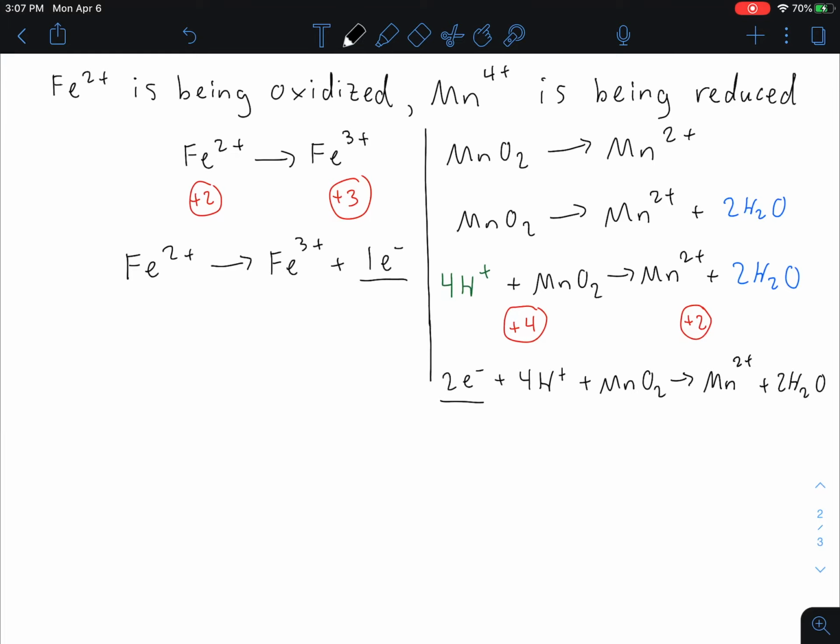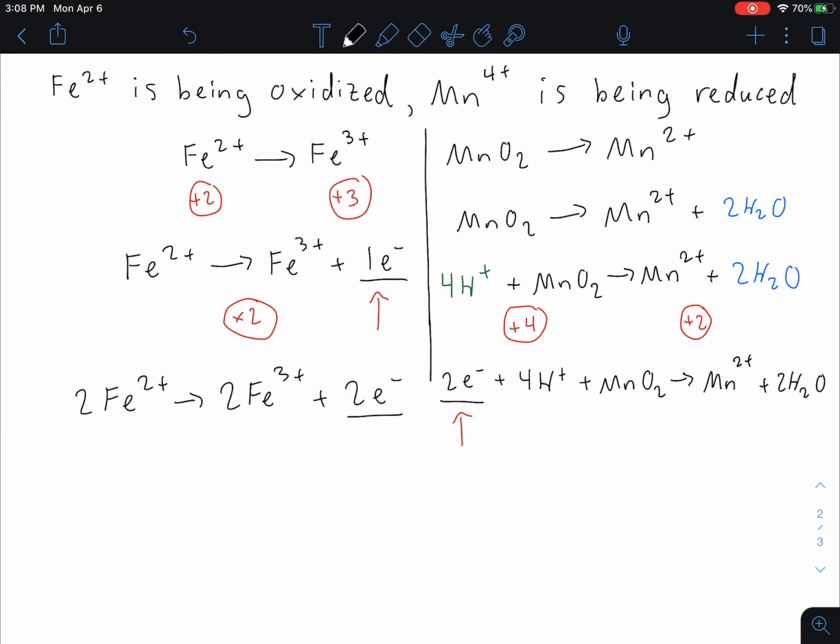So now charge is balanced in each half reaction, but what I want to do now is make sure that the electrons out from the oxidation match the electrons in for the reduction. And I can fix this by multiplying the oxidation half reaction by 2 so that it produces 2 electrons, which is what I need to consume in the other reaction. So this becomes 2Fe2 plus makes 2Fe3 plus 2 electrons.